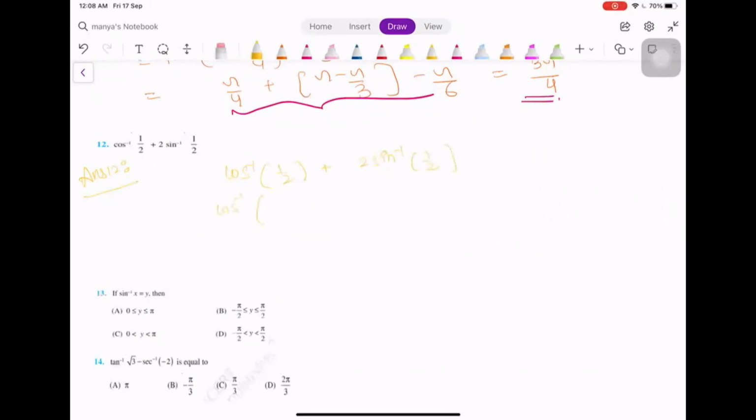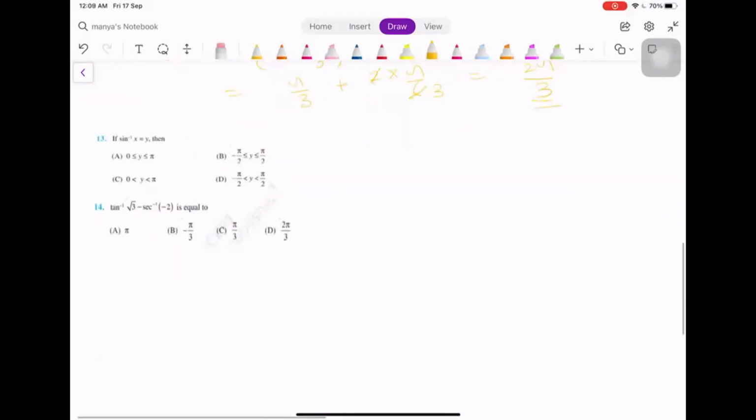Cos inverse cos pi by 3 plus 2 sin inverse sin pi by 6. So pi by 3 comes from here plus 2 into pi by 6 comes from here. So it's going to be 2 pi by 3 is your answer, as it would get cancelled, and it would be pi by 3 plus pi by 3, which is 2 pi by 3. Hope it's clear to you.